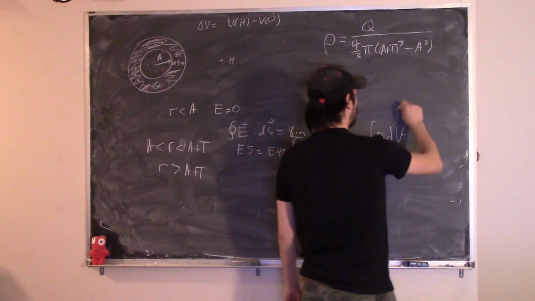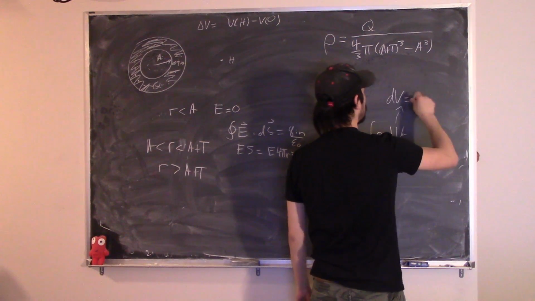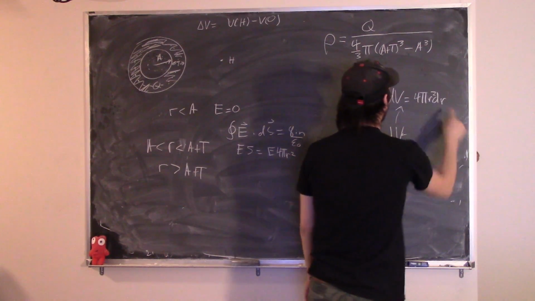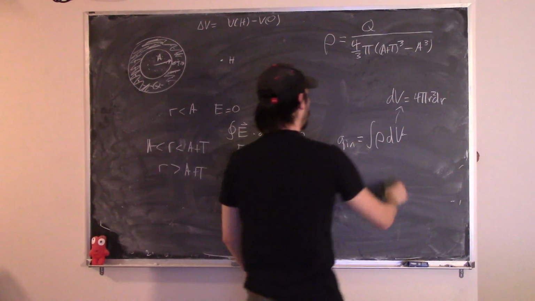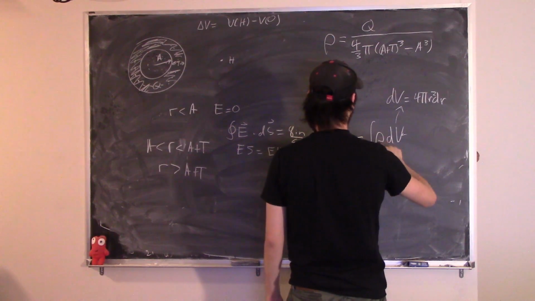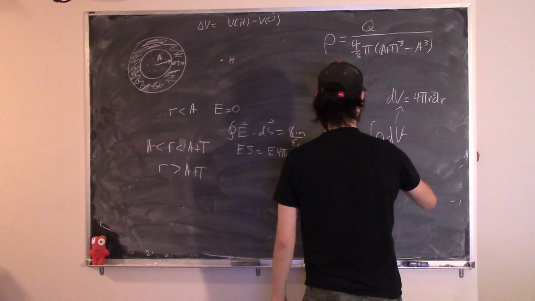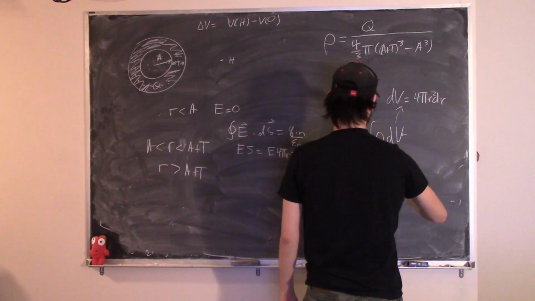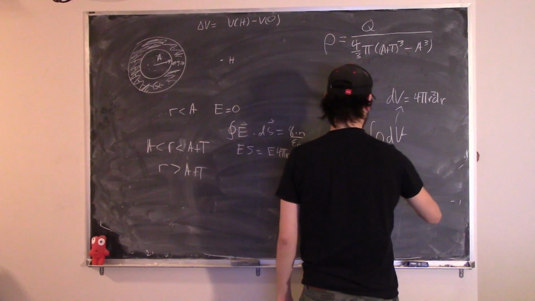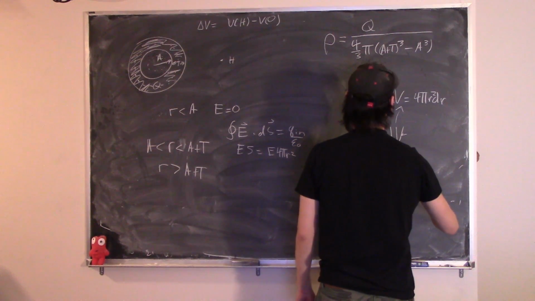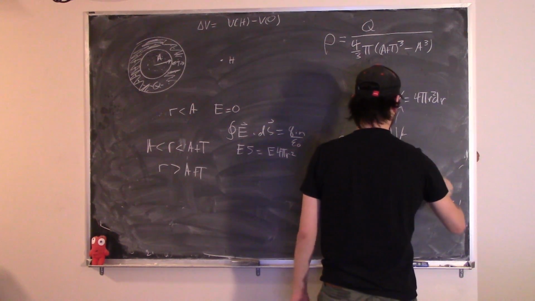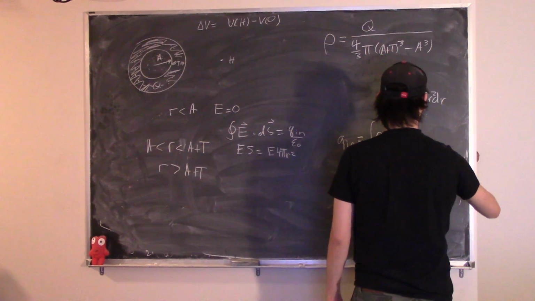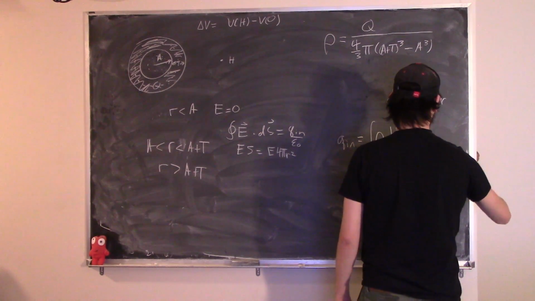So we need dV here. So dV is going to be equal to 4 pi r squared dr for spherical coordinates. We can plug in what rho is, and since it's a constant, I'll bring it on the outside. So this is going to be Q divided by 4/3 pi times (a plus t) cubed minus a cubed, times the integral of 4 pi r squared dr.